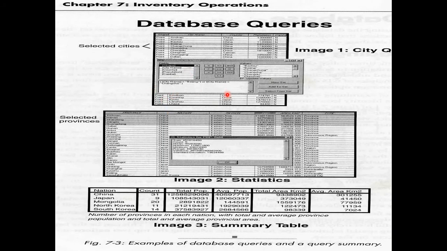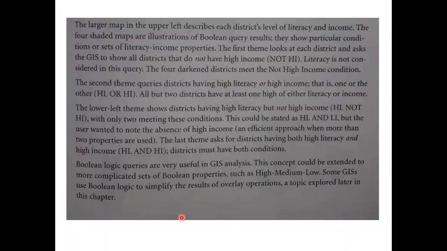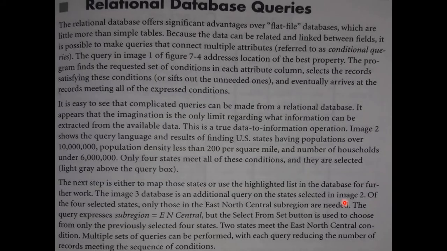Like here we have a database query. Let's see another example. Okay, here we have a database query: if we select these two cities, then we can select an operation and we can select their provinces and their specific information, that is, their total population, average population, total area, average area, and so on. So we can also use a relational database.